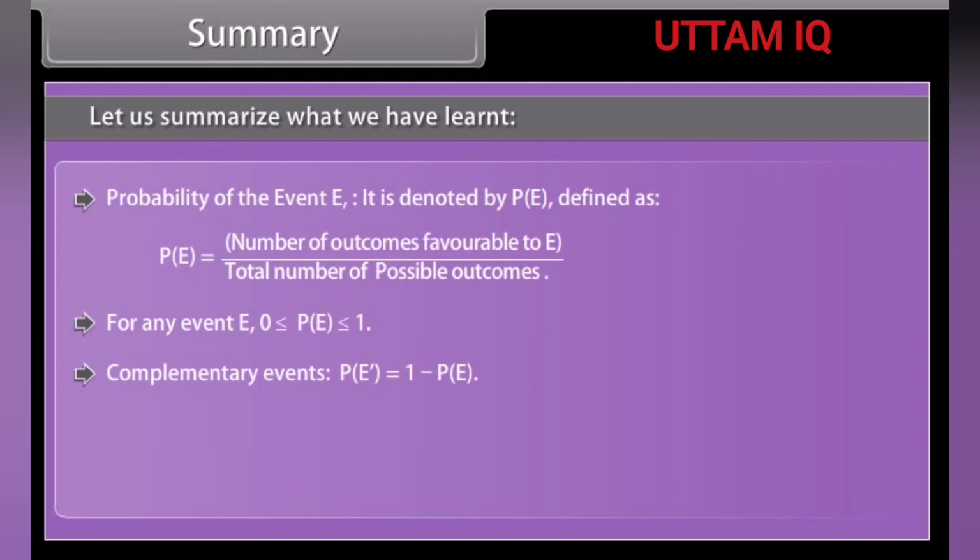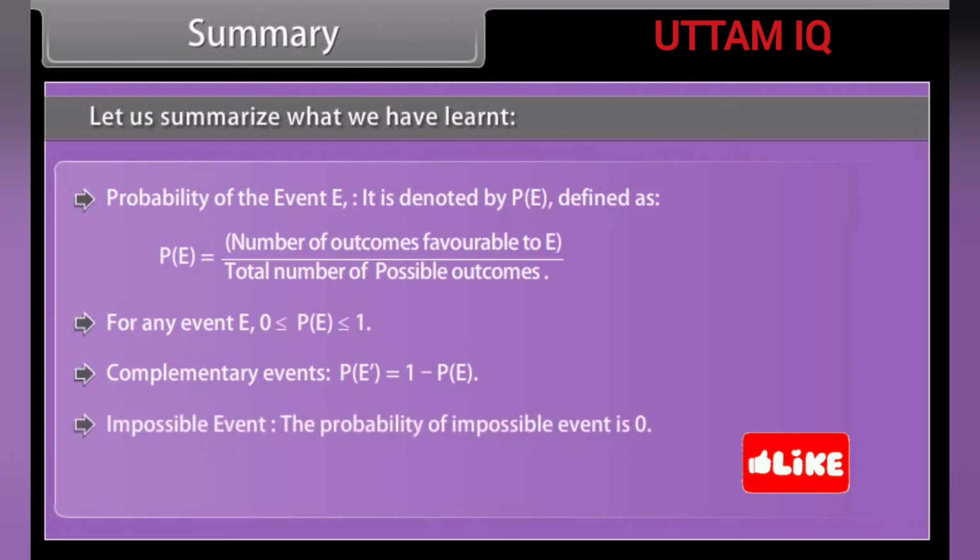Complementary events: P(not E) is equal to 1 minus P(E). Impossible event. The probability of an impossible event is 0. Sure event. The probability of a sure event is 1.